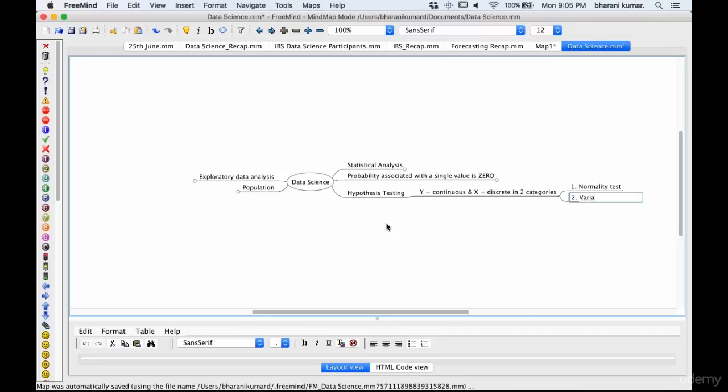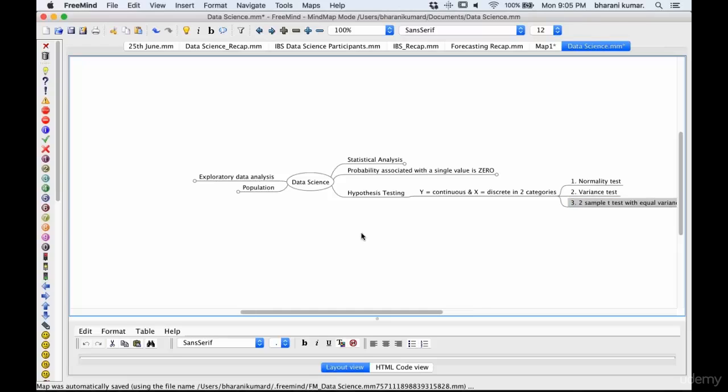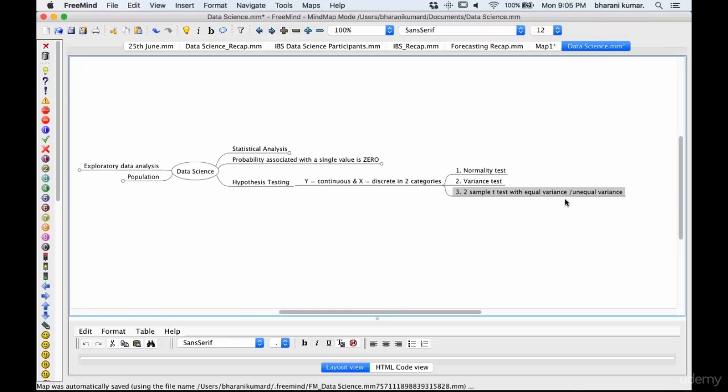we have to perform variance test. And based on this, we decide whether we want to perform two-sample t-test with equal variance or unequal variance. Whether it is equal variance or unequal variance is determined after your variance test.